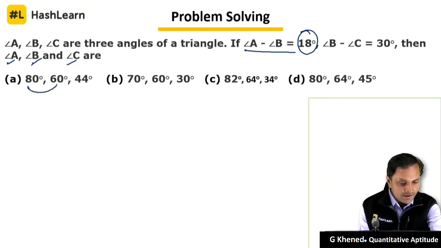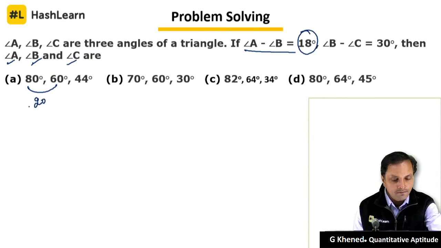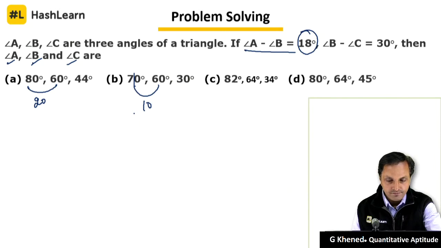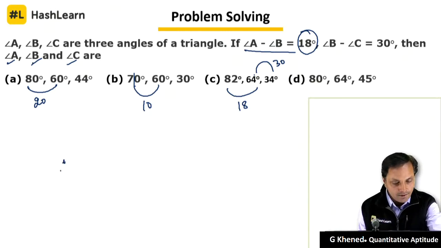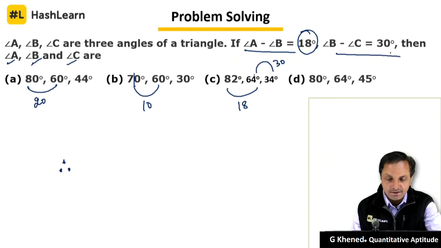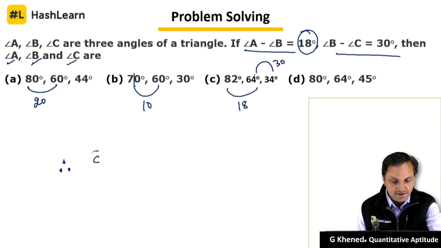What is 80 minus 60? It is 20. 70 minus 60, 10. 82 minus 64, this will give you 18. Again, what is angle B minus C? This minus this. 64 minus 34 will give you the difference as 30. Therefore, the above conditions are obeyed in option C, that is 82 minus 64.